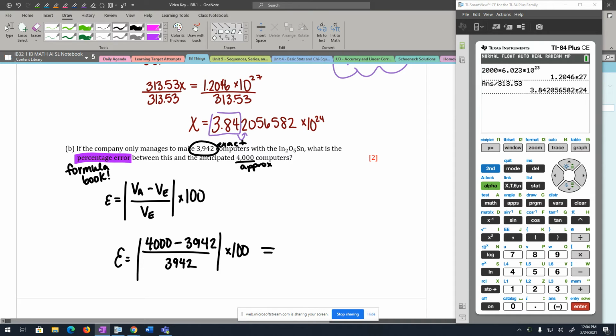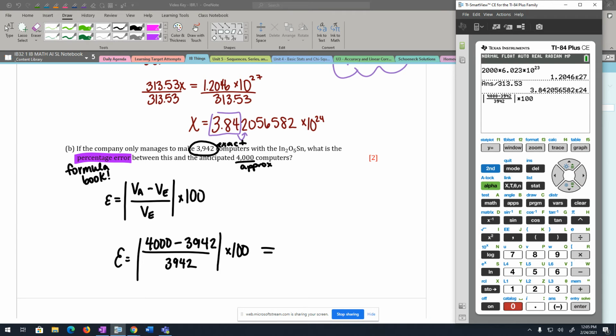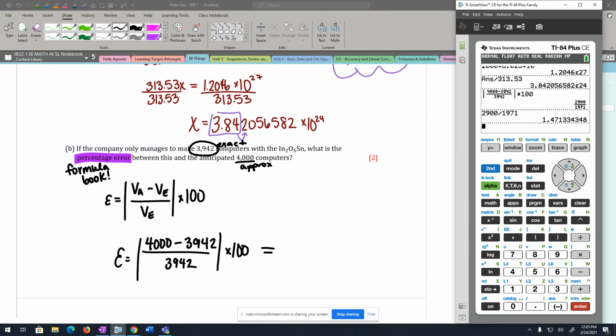And I'm going to put that all right into my calculator. Oh, and I want that to be an actual number, so I'm going to do 2,900 divided by 1971. And I'm going to round that to 3 sig figs, so 1.47% error.